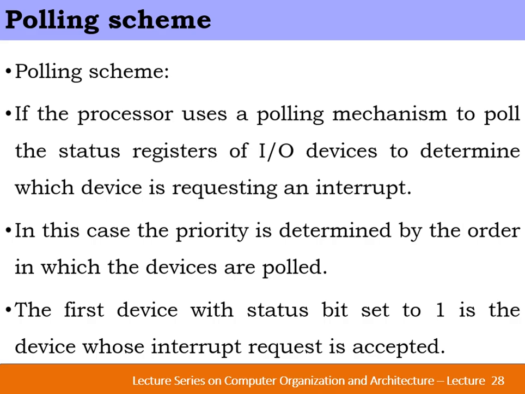In this case, the priority is completely dependent on the order in which the devices are polled. The one device which is polled first, if its status bit is set to 1, automatically gets the highest priority, because it was the first device checked to see whether it is requesting an interrupt or not. So in the polling scheme, the priority is completely determined by the order in which the devices are polled, that is, which device is checked first.